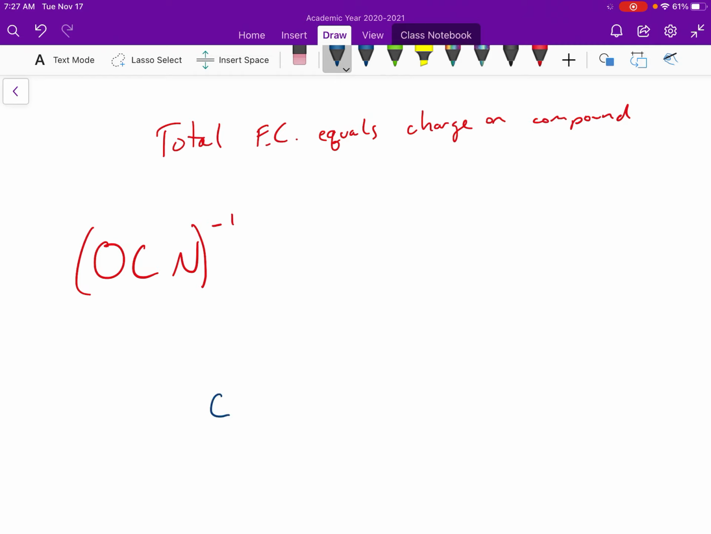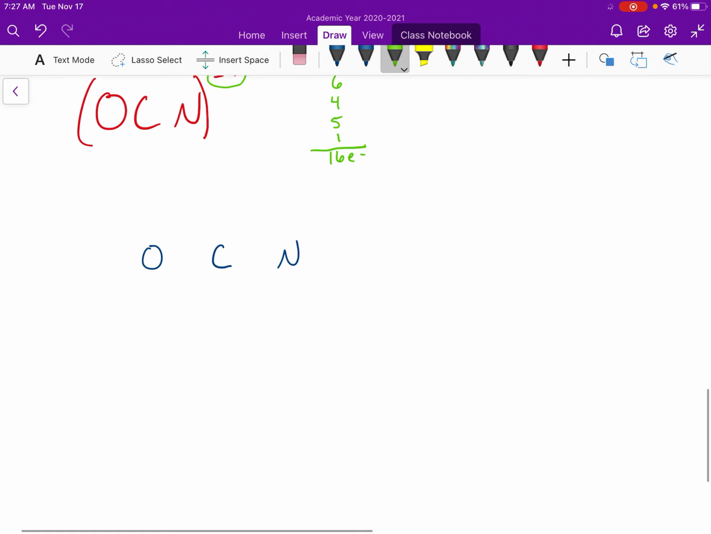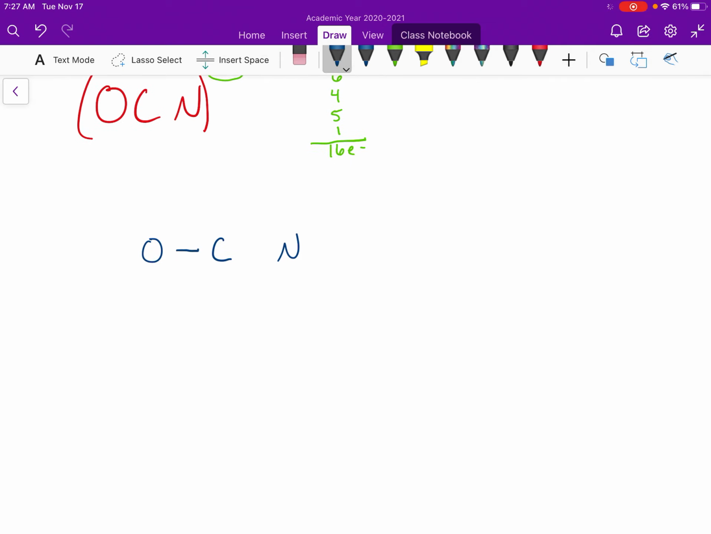Carbon in the middle, least electronegative. Oxygen over here. Nitrogen over here. What's the total valence? Okay, so I'm going to get 6 from oxygen, 4 from carbon, 5 from nitrogen. That should be a red flag to you right there, because we don't like to have odd number electrons. Okay, but I also have a charge. I have a charge of -1 on this compound, which means there is an extra electron in there somewhere. So I'm just going to add in the charge. So that's going to be 16 electrons. Okay, 16 electrons. Connect.